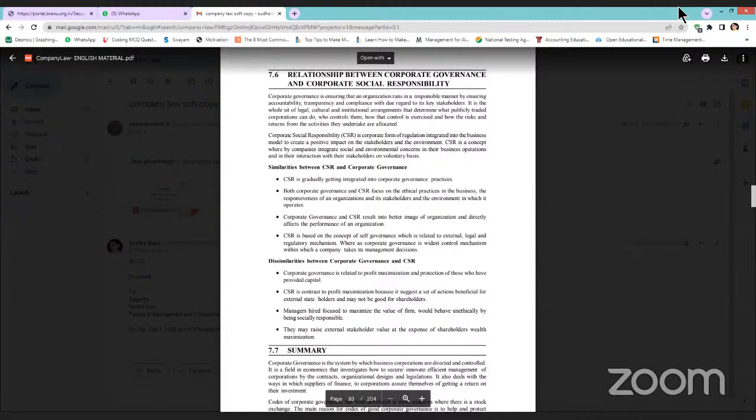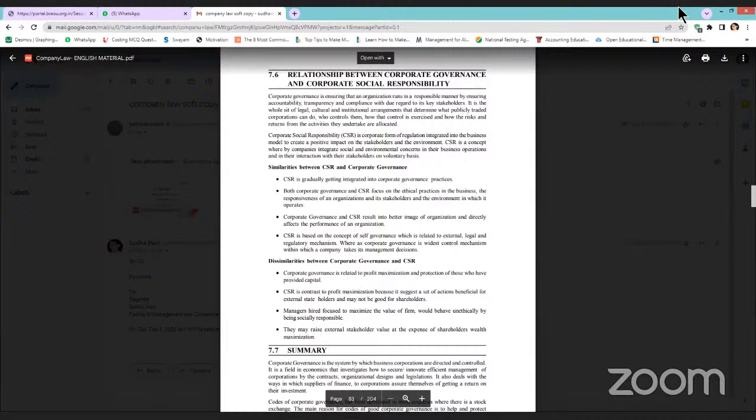So one is an integrated part of each other. The second is both concentrate on the ethical practices in the business so that the business can be responsive to the interest of the stakeholders. The third is both result in a better image of the organization. And finally, CSR is related to external legal and regulatory mechanisms, while corporate governance goes beyond that, a wider mechanism.